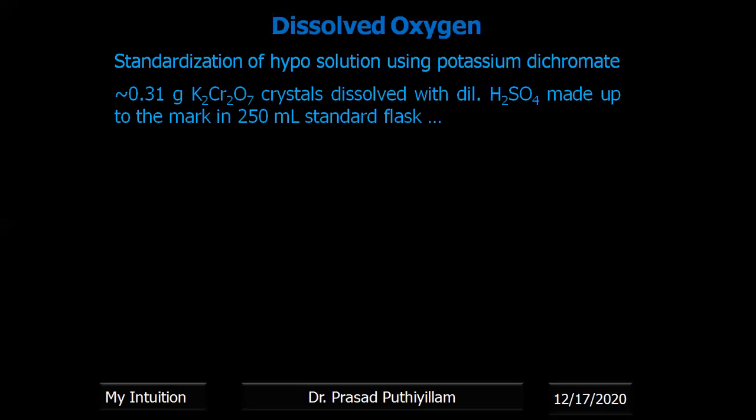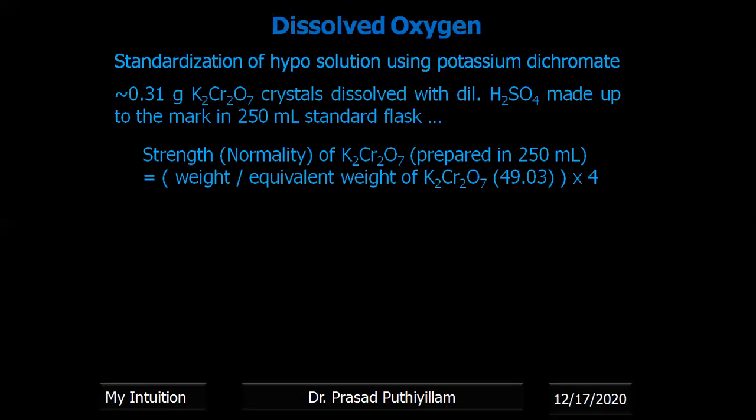Before doing the experiment, we need to standardize the sodium thiosulfate or hypo solution. For that we need to prepare standard potassium dichromate. Approximately 0.31 gram of potassium dichromate crystals is dissolved with dilute sulfuric acid and made up to the mark in a 250 ml standard flask and shaken well for uniform concentration. The strength can be calculated as weight divided by equivalent weight of potassium dichromate, multiplied by 4. Since we have prepared only 250 ml, the normality is calculated in terms of liter. The equivalent weight of potassium dichromate is 49.03.